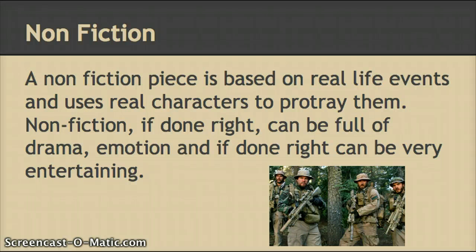Nonfiction. A nonfiction piece is based on real-life events and uses real characters to portray them. Nonfiction, if done right, can be full of drama, emotion, and if done right as well, can be very entertaining. The picture that I used for this slide was from the recent film Lone Survivor, which is about 4 real-life military men during the war in Afghanistan.